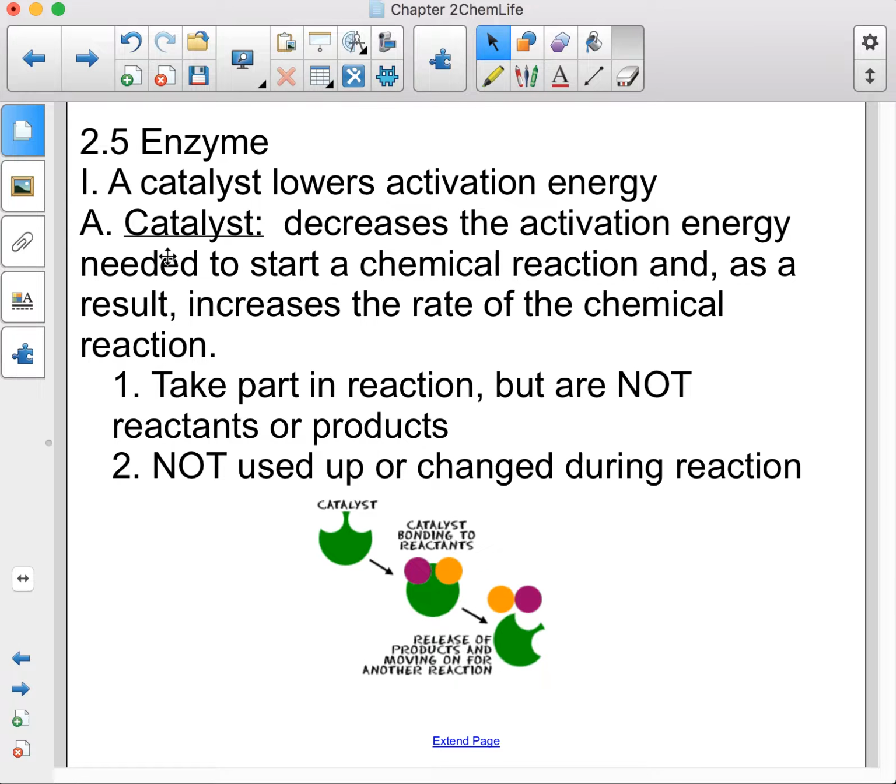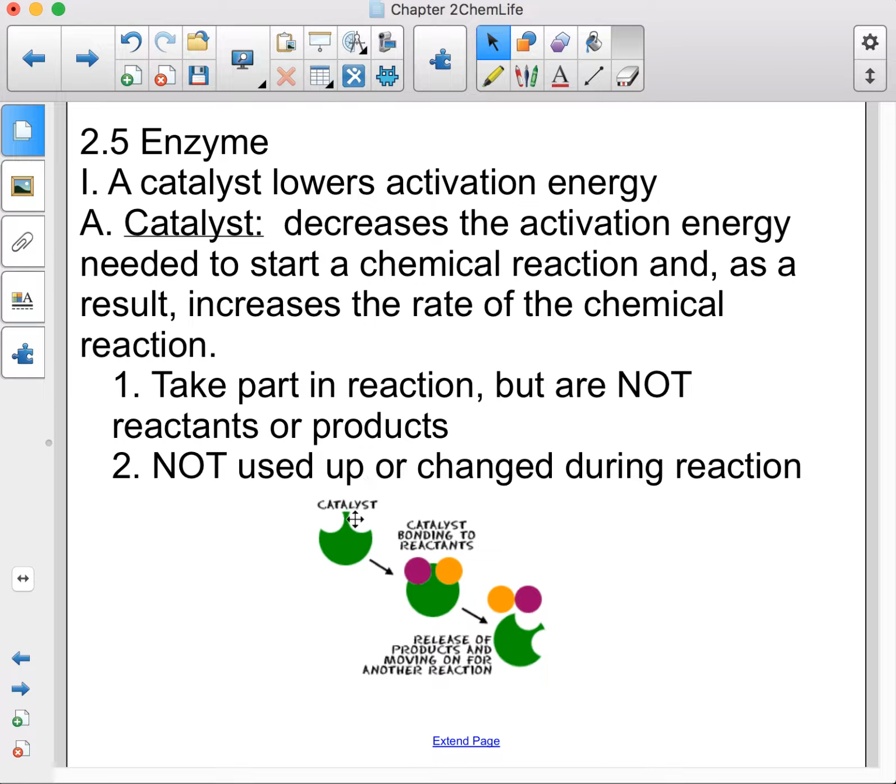The thing I want to stress with catalysts or enzymes in a chemical reaction is that they take part in the reaction, but they're not reactants or products. A lot of times you don't see catalysts listed in the chemical equation or formula. There are a couple of reasons for that. First, reactions can go forward or backwards using the same catalyst. Another reason is that the catalyst is reusable.